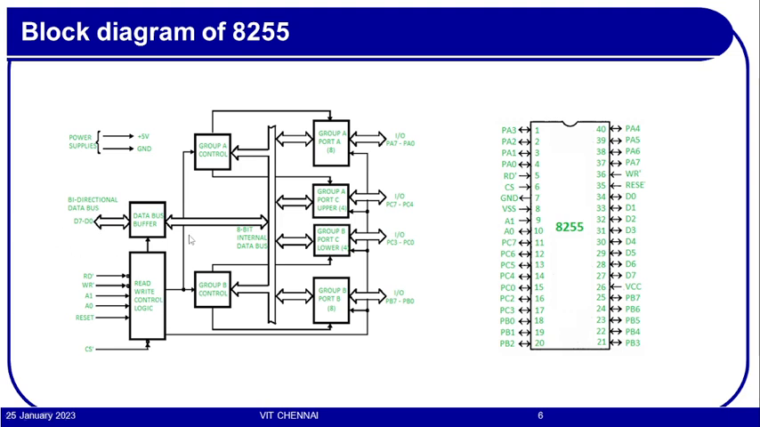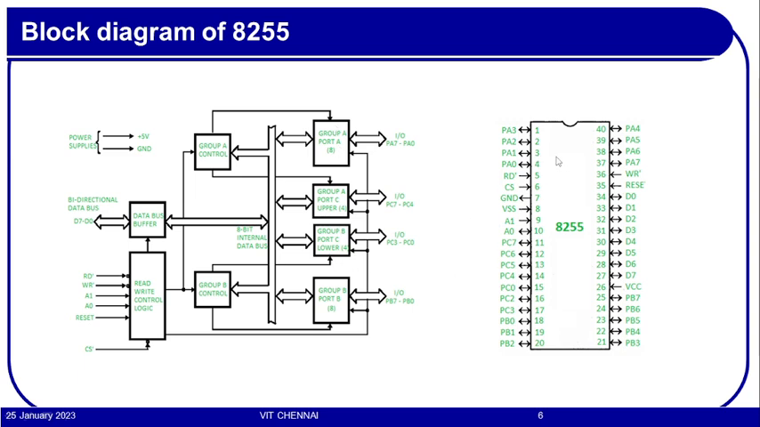There is one logic called read-write control logic. This read-write control logic will be receiving control signals from the microprocessor, which are read bar, write bar, and reset. Then chip select bar, which will select the whole chip, and then you have two address bits, A0 and A1. These are the signals for the control logic. From here, many more control signals are internally generated and given to the parts of this 8255.